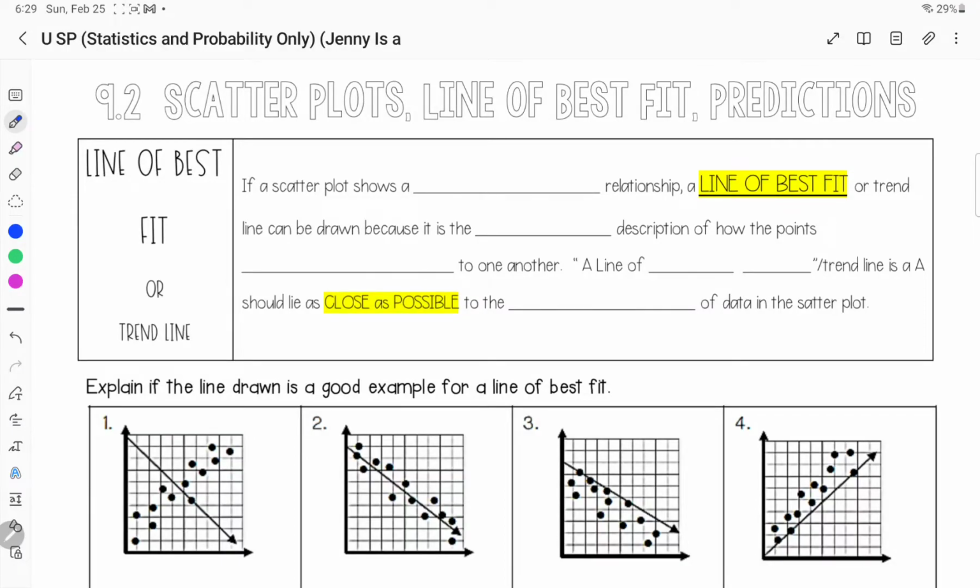9.2, or unit SP2, is scatter plots. We're still working with scatter plots, but now we're going to focus on a line of best fit and using that line to make some predictions of what we think would happen.